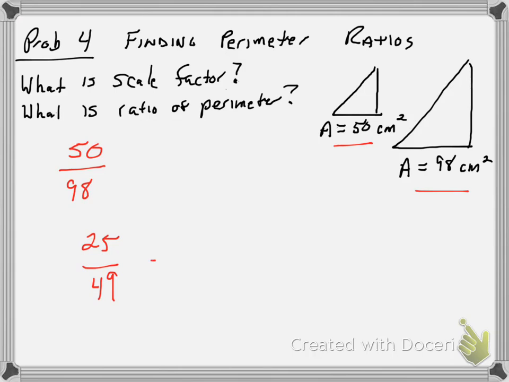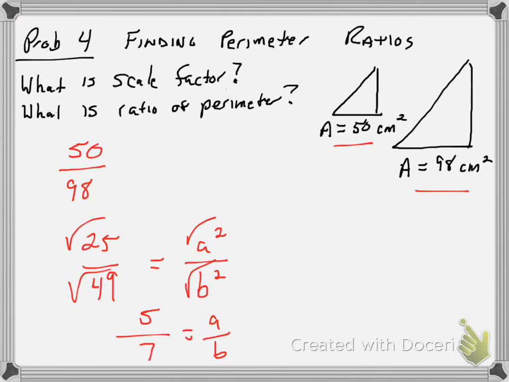That's our areas. We know our ratio of our areas is A squared over B squared. So in order to get this to A, we would take the square root, right? Well, I need to do the same thing over here. So A over B is going to equal the square root of 25, which is 5, over the square root of 49, which is 7. So the scale factor is 5 over 7, and our perimeter ratio is 5:7. It's also our scale factor too.